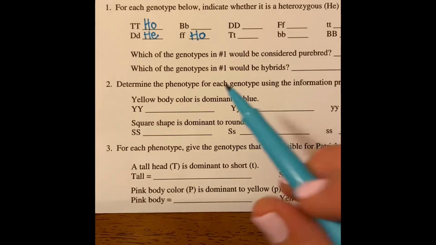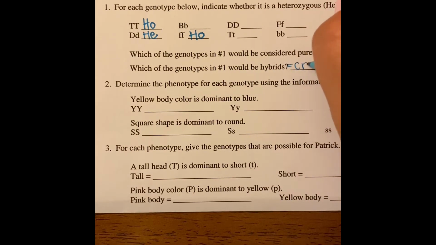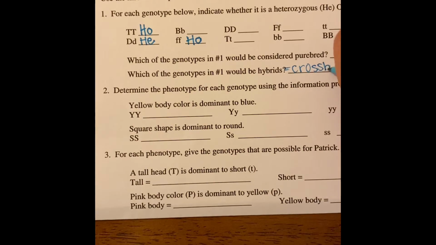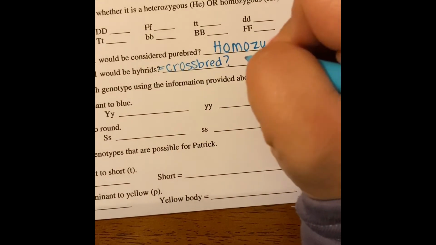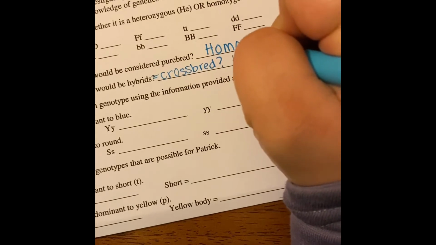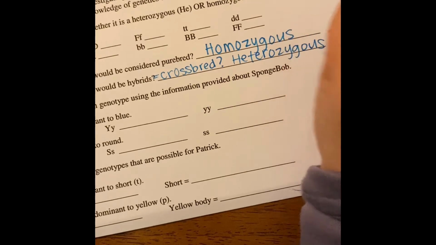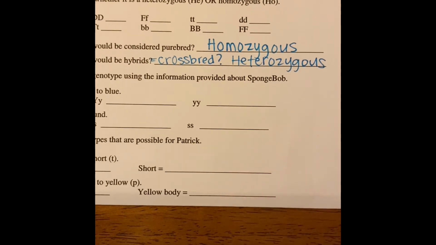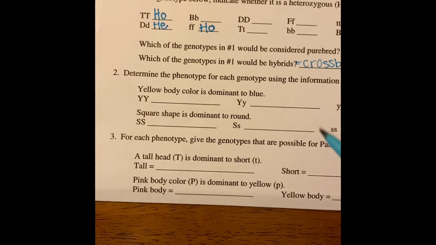The question down below, which of the genotypes in number one would be hybrid? Hybrid also means crossbred, where we're combining two different things, or two opposite sized alleles. Those would be the heterozygous genotypes. So that first part is just simply deciding whether or not they are homozygous or heterozygous in their genotype.